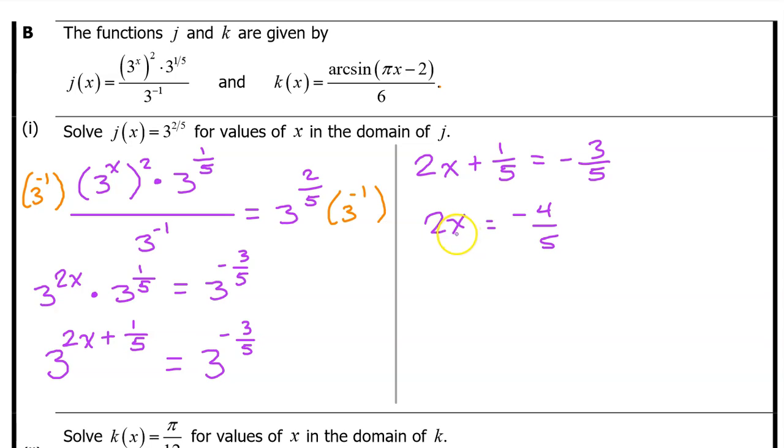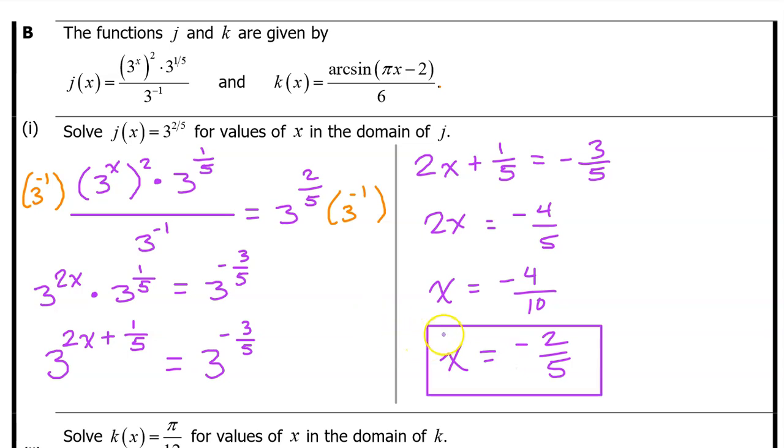Finally, we can get x by itself by dividing both sides by 2. So we will have x is equal to negative 4 over 10. When you divide a fraction by a number, you end up multiplying the denominator by whatever you're dividing by. So negative 4/10. Of course, this will reduce to negative 2/5. So that's it for B part 1.